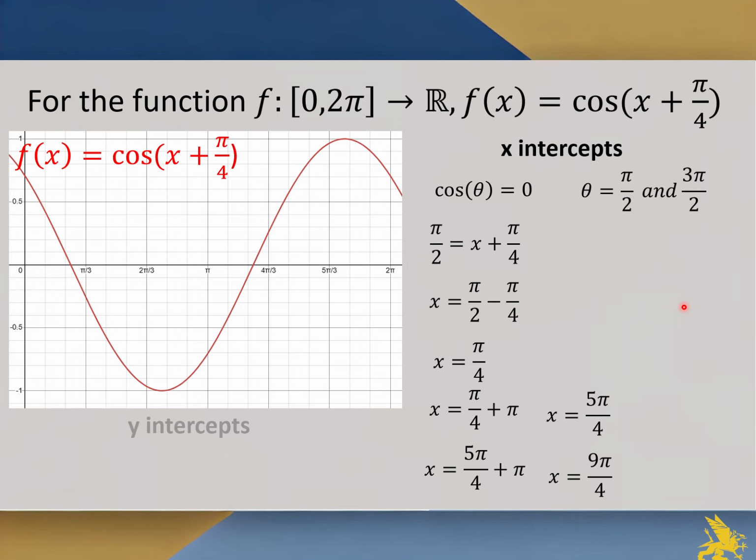Likewise with y-intercepts, I just need to make x equal 0, substitute that into the calculator, and I will get square root 2 over 2.